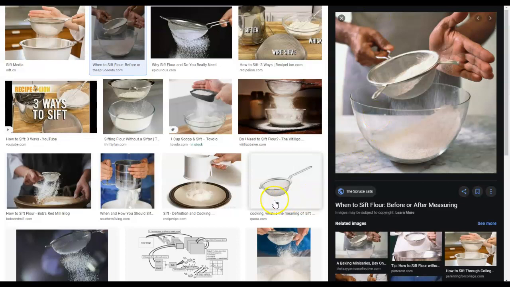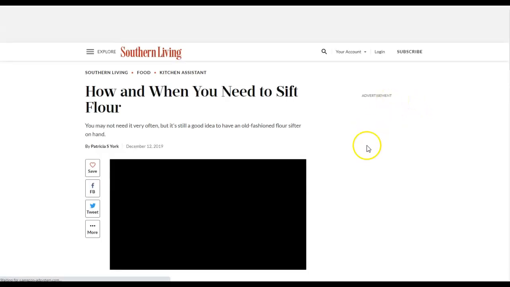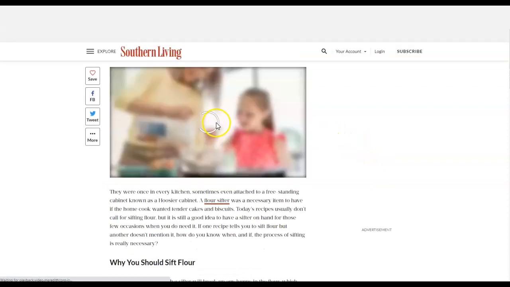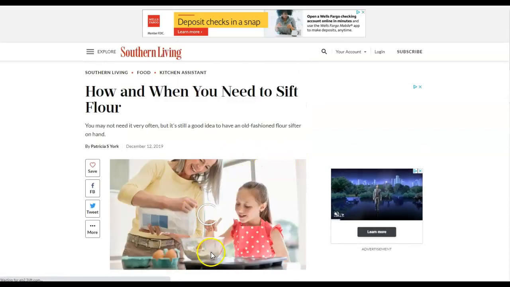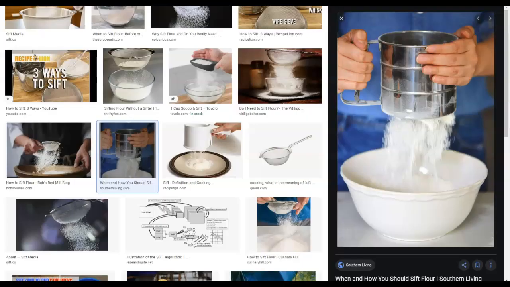Let's see if we can look at another example. Here's another type of sieve. You might see one like this. So sift is the process of separating or removing by using a sieve. Used a lot in cooking. So there they are. The flour is going in the bowl by sifting it. Okay, next word.